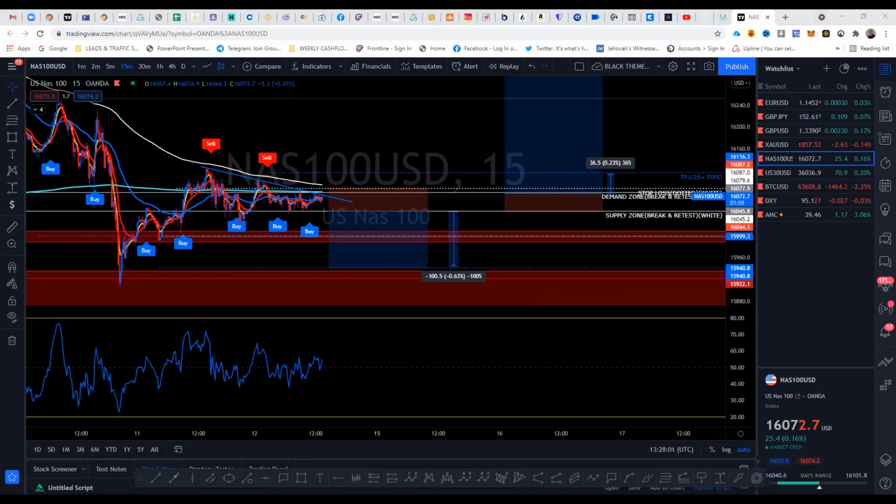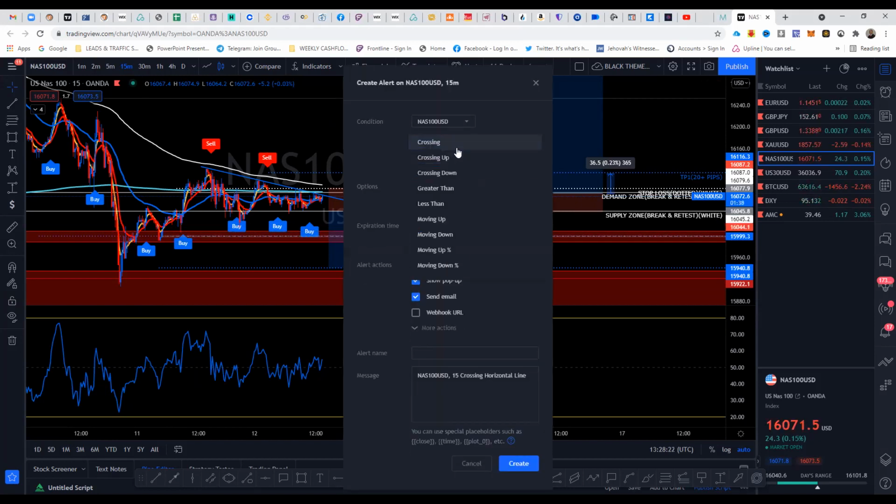Go to my folder. There we go. So NAS is clearly the most recent support. Set that. It's going to let me know when the price breaks and retests. That's going to go here. Cross it down. One bar per close.